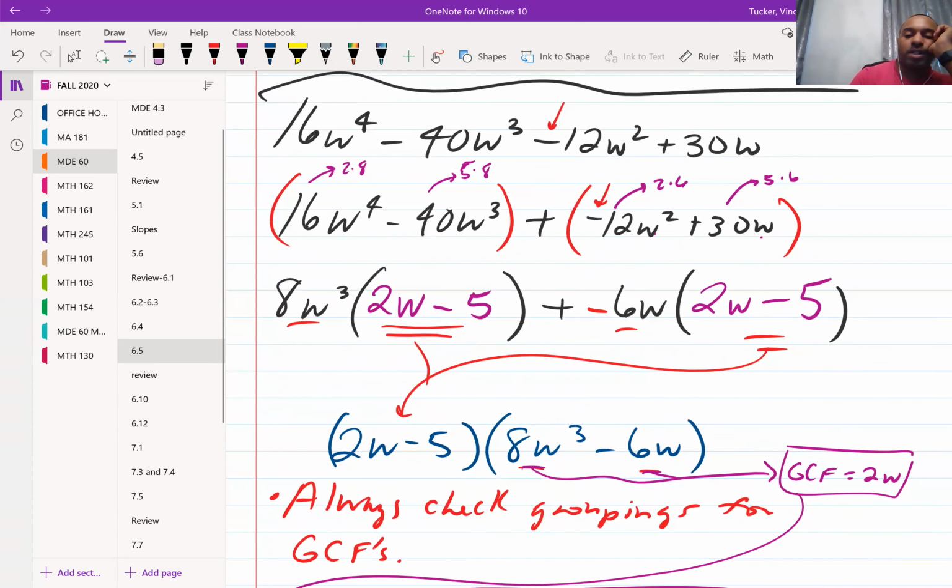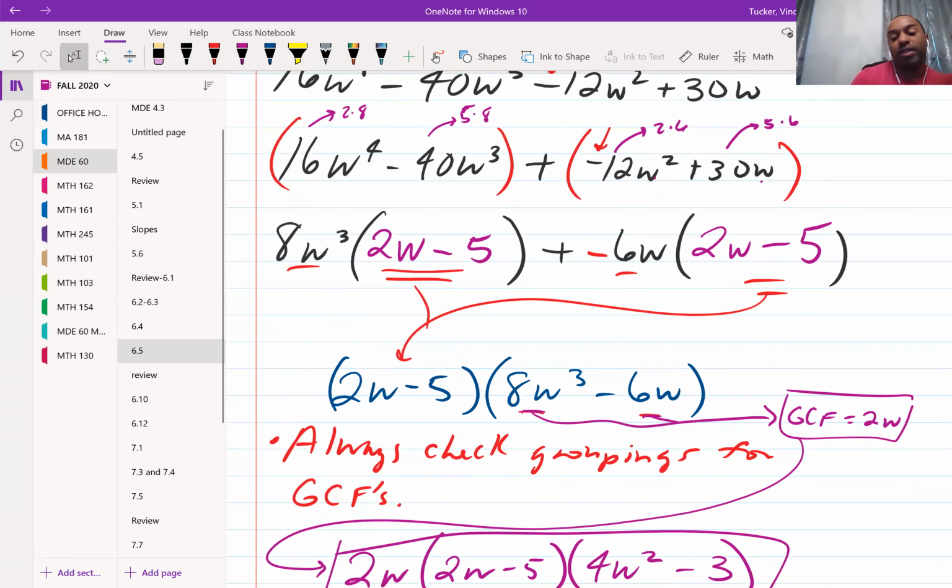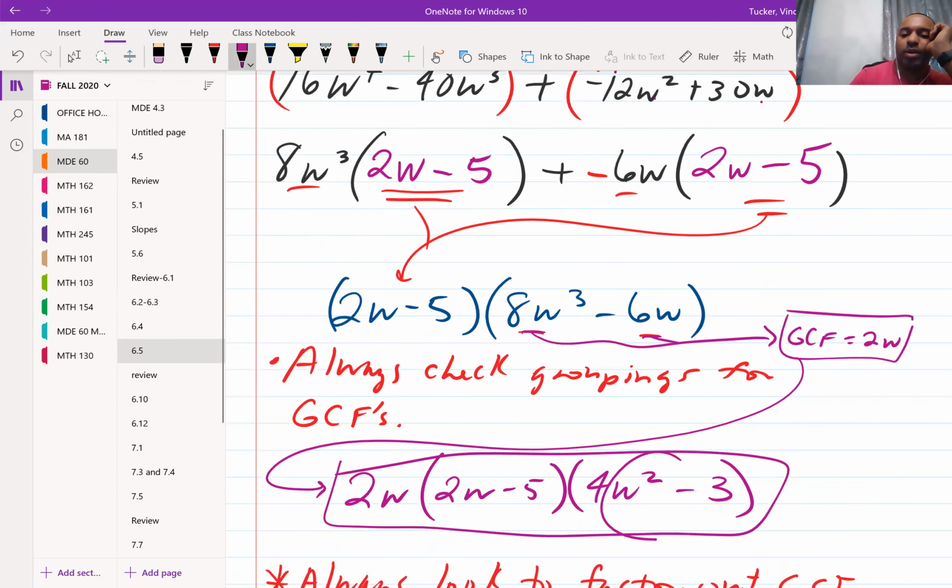So notice in the red, I said always check, or maybe I should say recheck, your groupings for GCFs. So since I can pull 2W from each one of these terms, I do so, and that leaves me with 4W squared minus 3. Because I pulled 2 and 1 W out of each one of these terms right here.